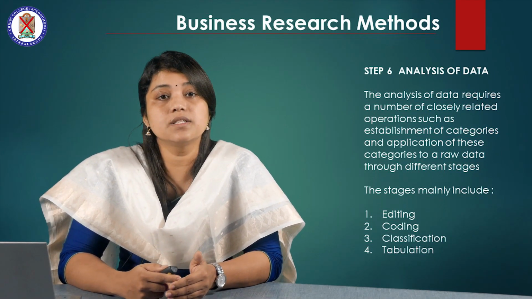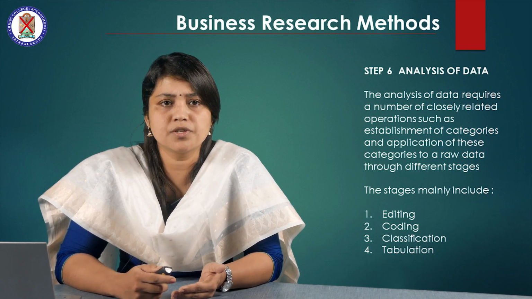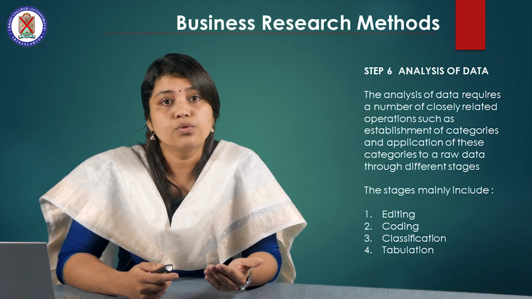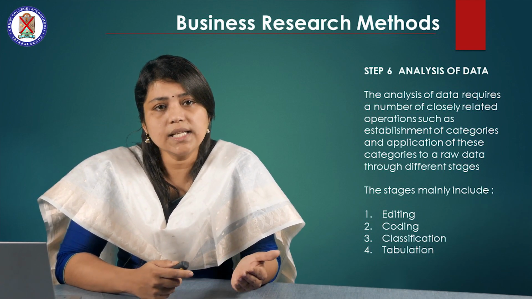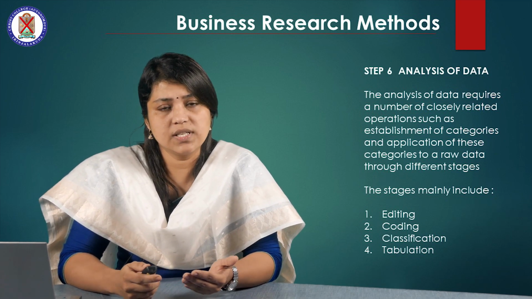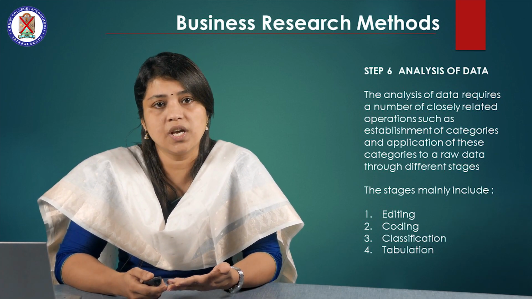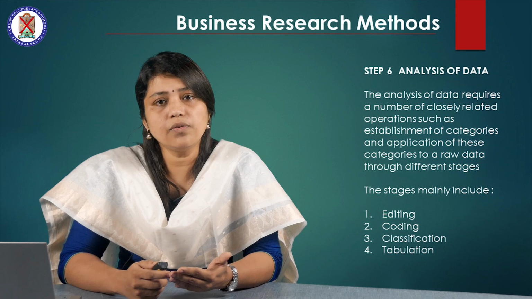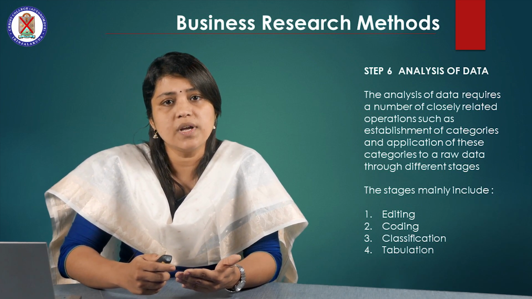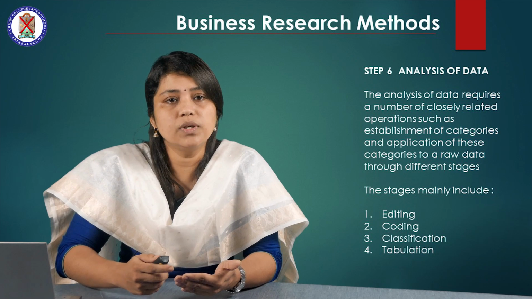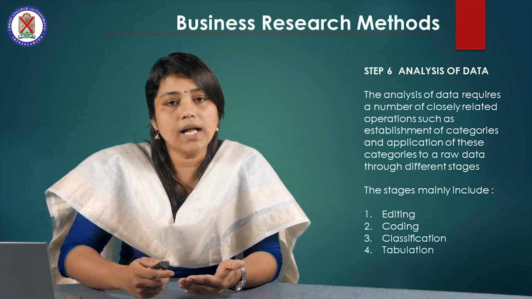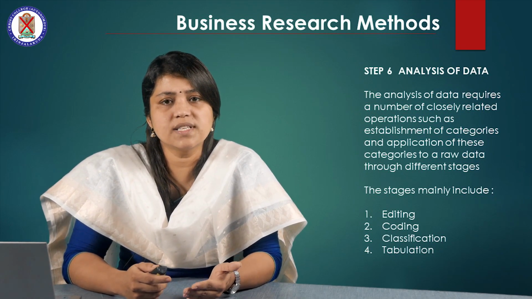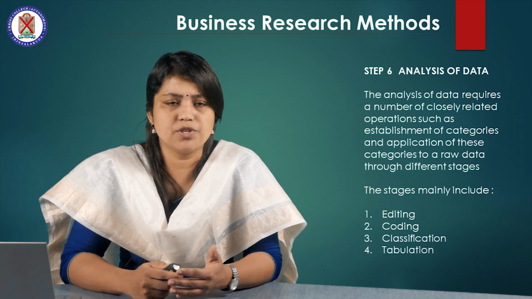And this data analysis requires a number of closely related operations such as establishment of categories and application of these categories to raw data through different stages. So basically this data processing involves a number of stages, that is editing, coding, classification and tabulation, etc. Editing of data means the process of examining the raw data to detect errors and omissions and to correct them for further analysis. So editing means simply the process of examining the raw data to detect errors and omissions.